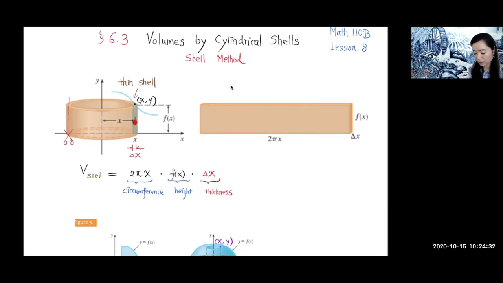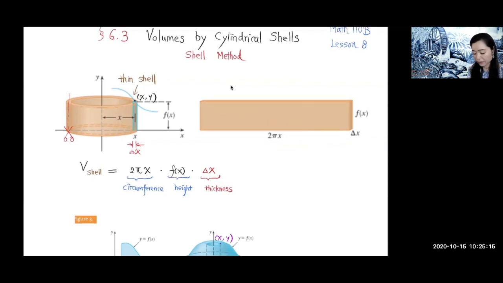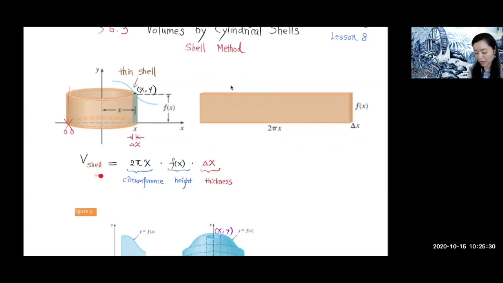Label this point on the curve x comma y. X over here is actually the average of the outer radius of the shell and the inner radius of the shell. So the circumference of that circle is going to be 2 pi x. The height over here is y, which is f of x. The thickness of the shell is delta x. So the volume for the shell is circumference times height times the thickness.